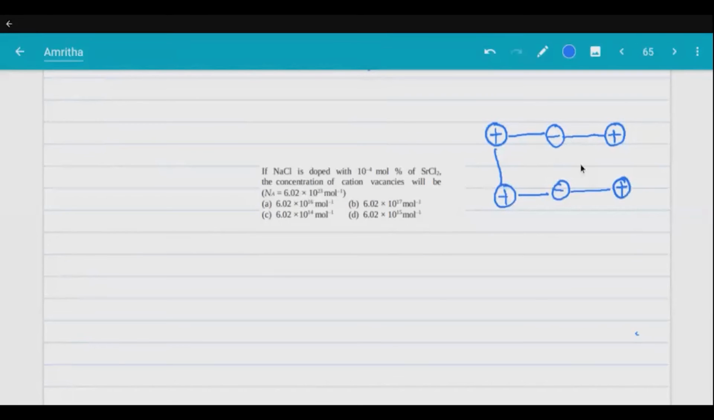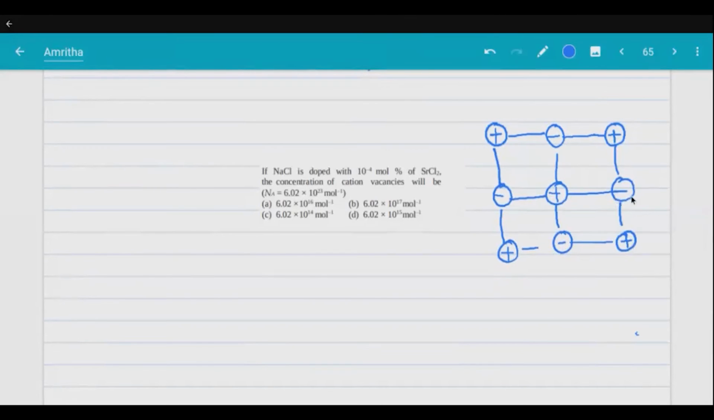In NaCl, the ions are arranged like this, right? Every plus should be with a minus. There is minus, plus, and again minus, then plus, minus, plus, like this. Now, this is an ideal NaCl crystal, but we are doping it. Na charge is +1, Cl charge is -1, but Sr is +2. Cl is still minus, so Cl minus doesn't make any difference, but Sr+2 can. How does it make a difference? See this.